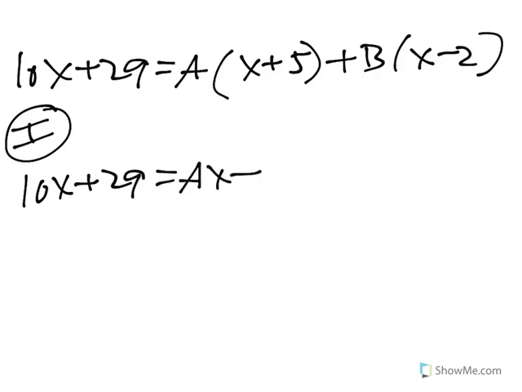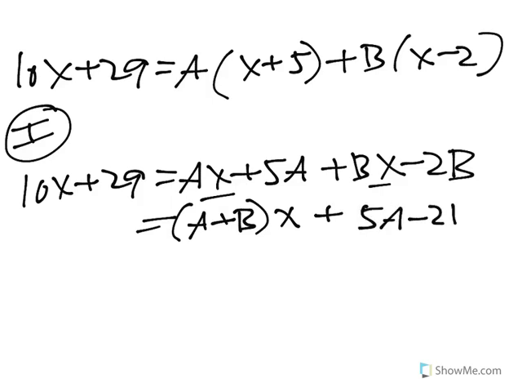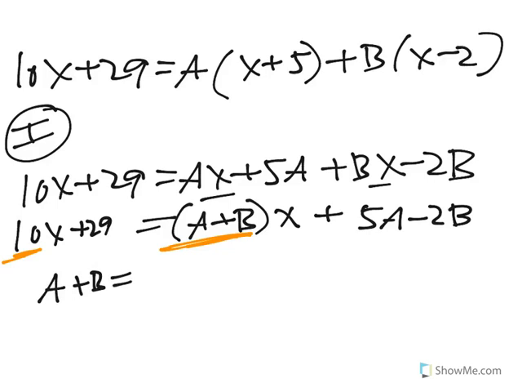You distribute the a through and the b through, and then you combine the like terms. By like terms, I mean the x terms, so ax plus bx is a plus b times x, and the 5a minus 2b, those don't have any x's, so they end up over there. And then we do a system of equations, because a plus b is the coefficient of the x, so that means that a plus b must equal 10. And the 29 is this other stuff, so 5a minus 2b equals 29.